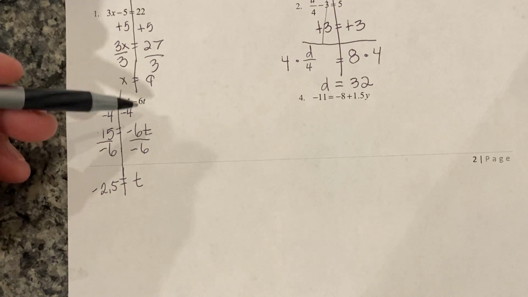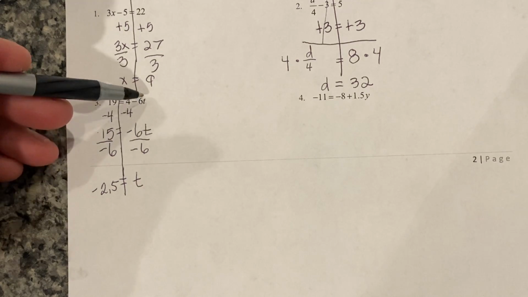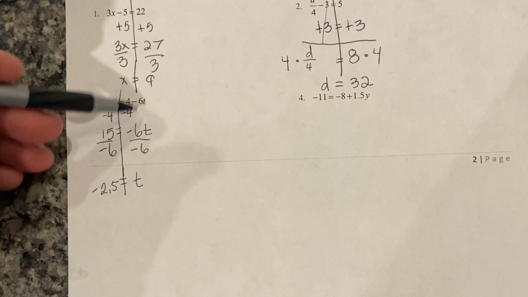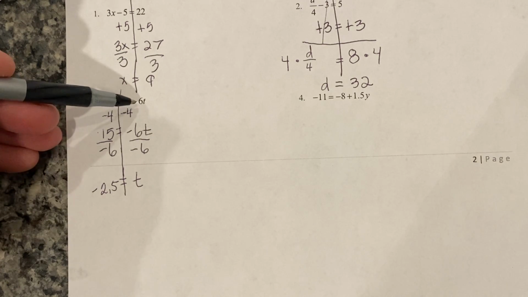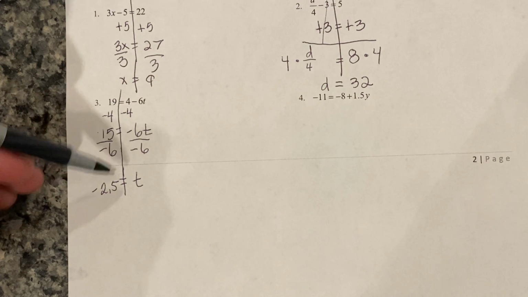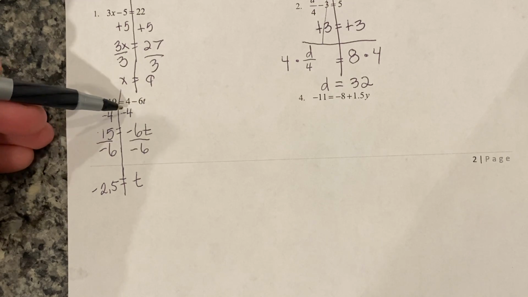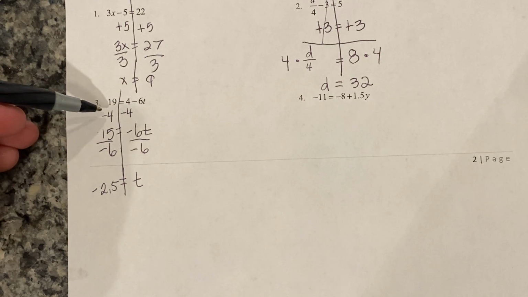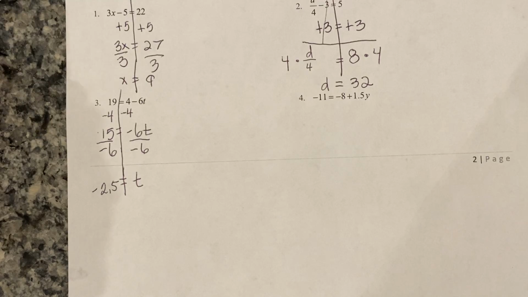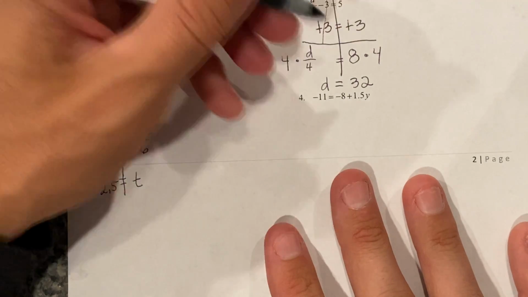Okay, so I could go up here and recheck it if I wanted. And as long as my negative 6 times negative 2.5 does equal positive 15, plus my 4, 19, it appears to check. And my last one for the day.